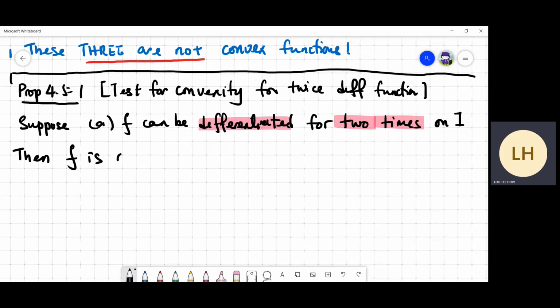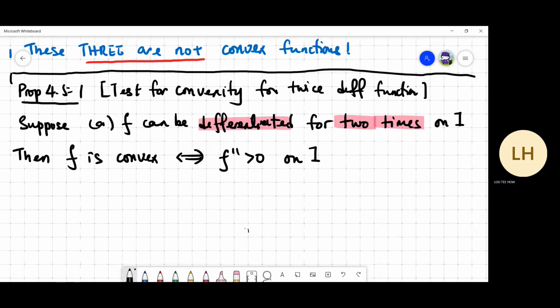Then f is a convex function if and only if f double prime is always positive on the interval. So that is very simple. We just need to check the sign of the second order derivative of the function. If the second order derivative is always positive, then it must be convex. Since most of the functions that we discuss are smooth almost everywhere, that means they can be differentiated 2 times almost everywhere, this criterion is very useful for us.